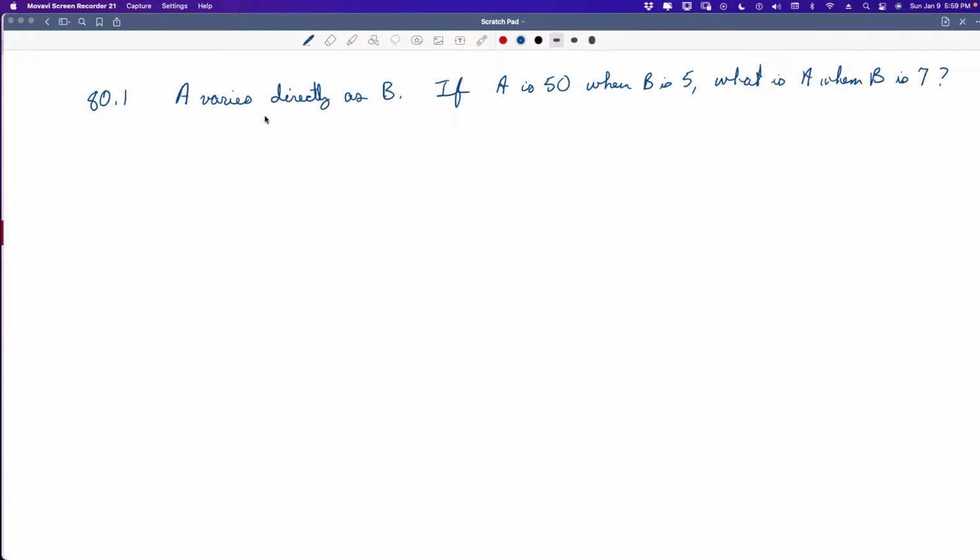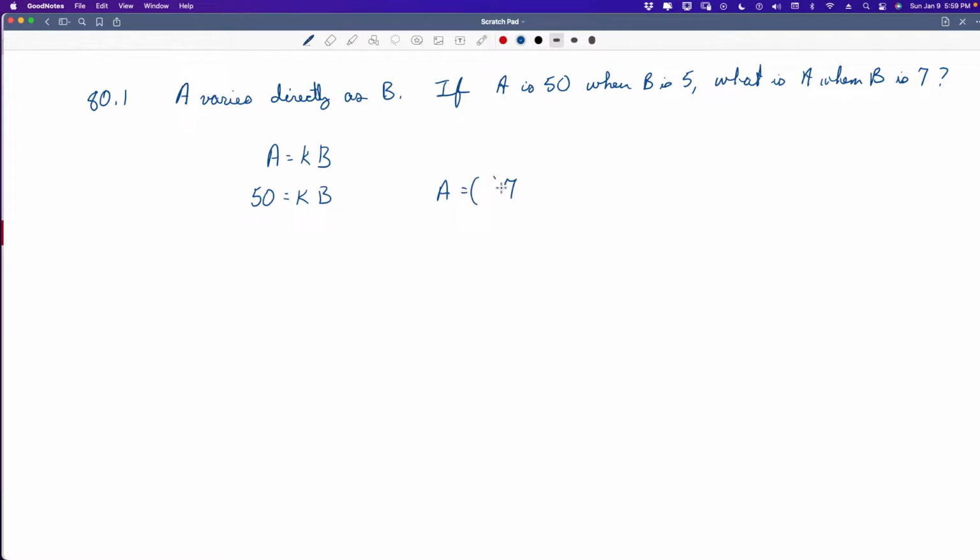All right, so let me give you a scenario in which we do that. Here's our first one. A varies directly as B. If A is 50 when B is 5, what is A when B is 7? So we write our statement, A varies directly as B. If A is 50 when B is 5, what is A when B is 7?